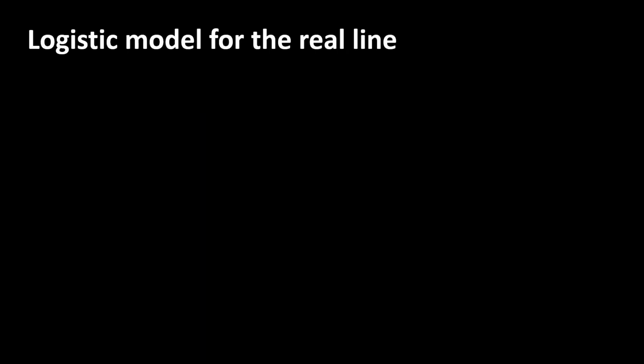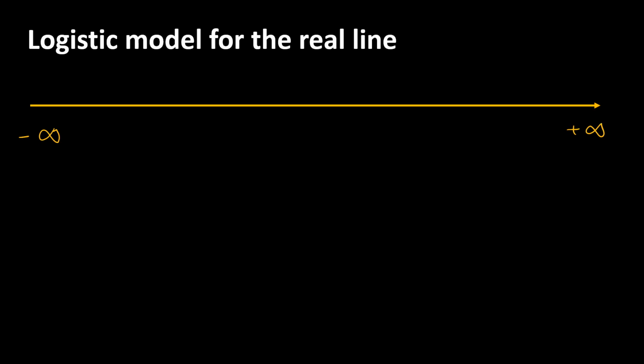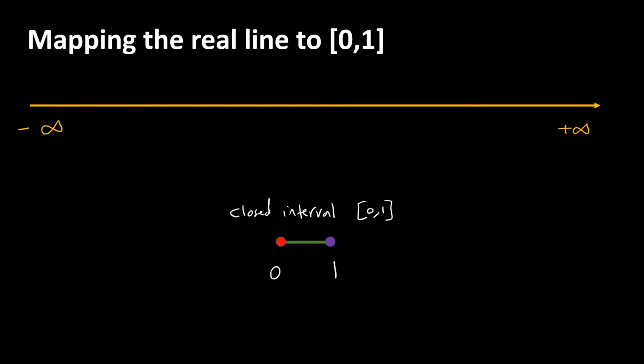To better understand a logistic model, we will start from R, or the real line. We all know what the real line is. It starts from negative infinity here to positive infinity here. I have an arrow here to denote the direction. As I explained, a logistic model assigns a probability to each point of the real line.